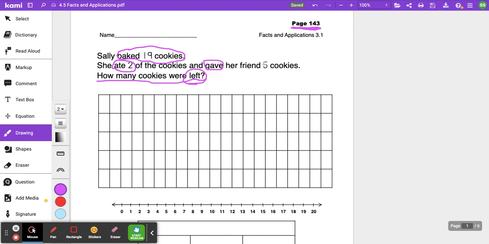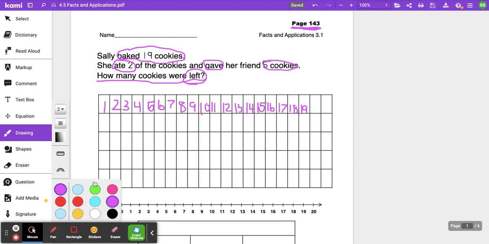Gave and 5 cookies. And again, gave, is that an adding word or a subtracting word? That's going to be a subtracting word. If I gave them away, I don't have more, I have less. So here we have that she started with 19 cookies. She ate 2 less, gave 5 away, so she has 5 less. What do I do next? I need to put in my numbers. Go ahead and push pause and push play when you're ready.